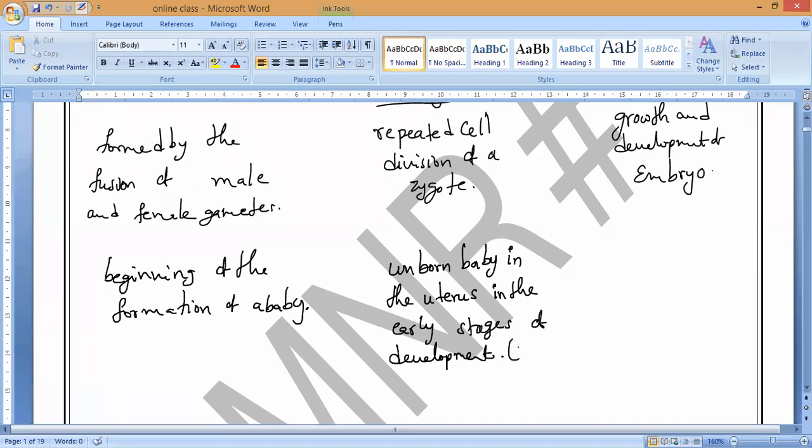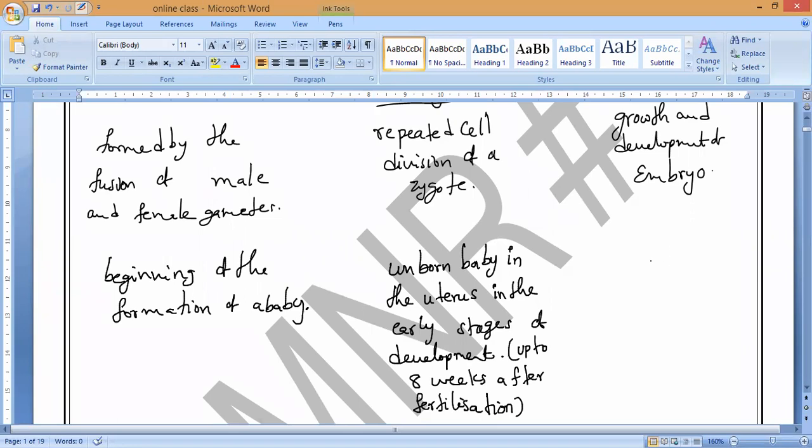So this is up to how many weeks? Up to 8 weeks. 8 weeks after fertilization. Is it okay? Next, this one, what? Fetus, anybody? It's also an unborn baby. After what? After 8 weeks till the birth. Till the birth we used to call it a fetus only.